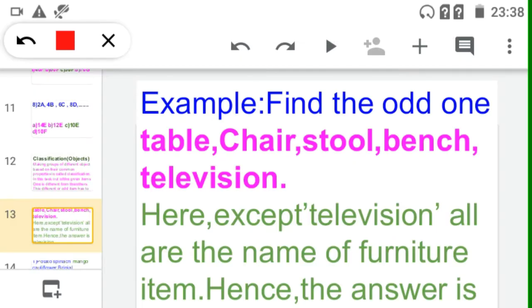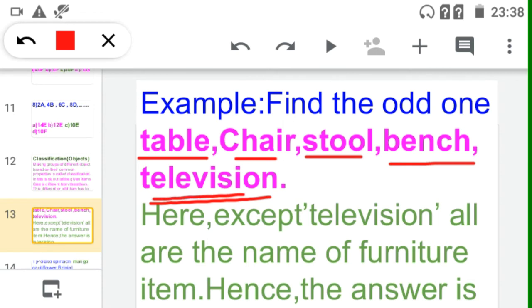So see, first is a table, then a chair, then a stool, then a bench, and fifth one is television. So have you observed, student, in those things there are 5 things given. In those things, four have the same properties, but one has different properties from the other things. Okay, so see here, table, chair, stool, bench, and television.